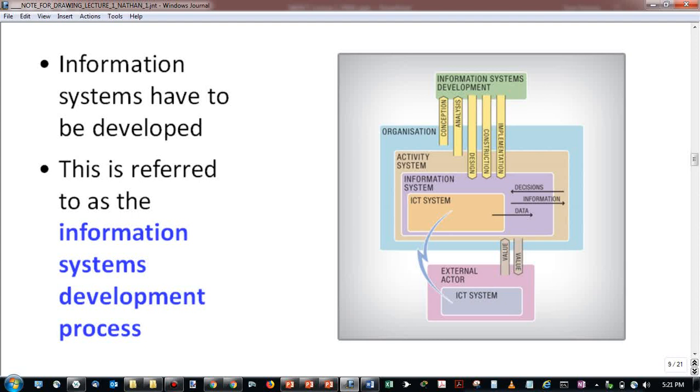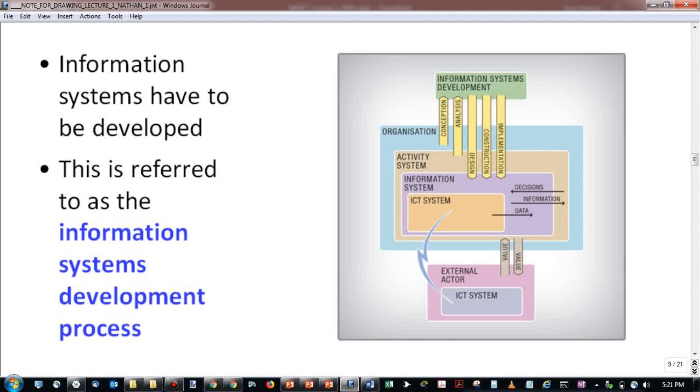So these things have to be developed, and there are a number of stages. The first one is conception, and you'll see conception is in the blue organization box. Typically someone in the management says, look, we need to do this, we need a system to support this. It comes from the top down. Does that make sense? And that's why it's in that box.